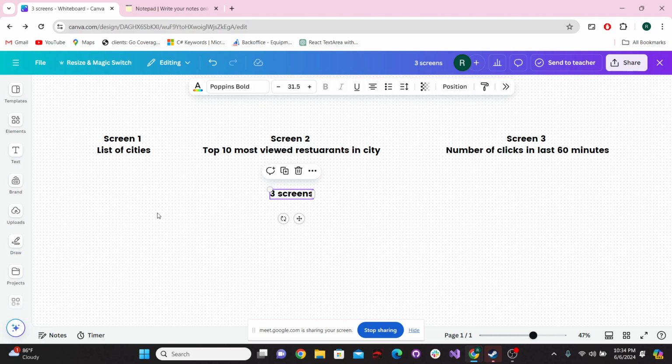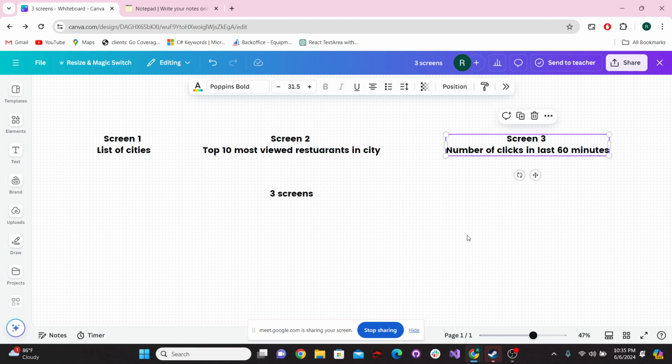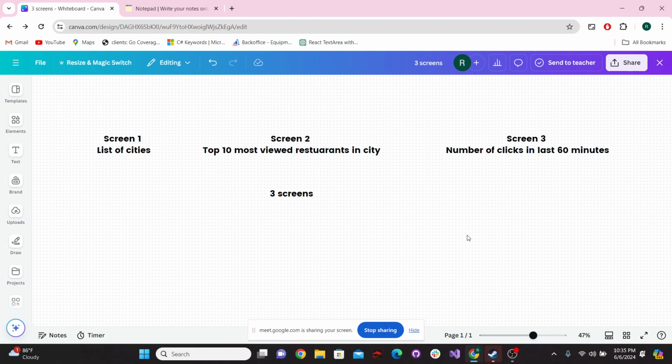So there's three screens, right? Screen one has a list of cities. Screen 2 has the top 10 most viewed restaurants in the city. Screen 3 has the number of clicks in the last 60 minutes. So sorry, you have a list of cities in screen one. When you open up a city, you will see the top 10 most viewed restaurants in the city. This is going to be for the last 60 minutes, right? If you open up this list of cities right now, you can see what the top 10 most viewed restaurants are at a given point of time.